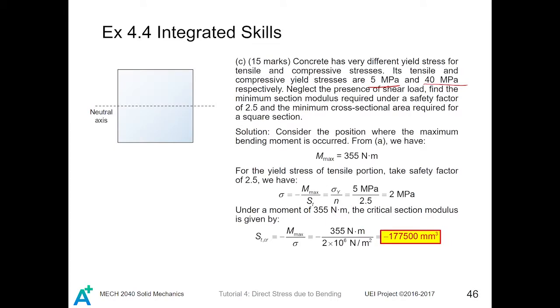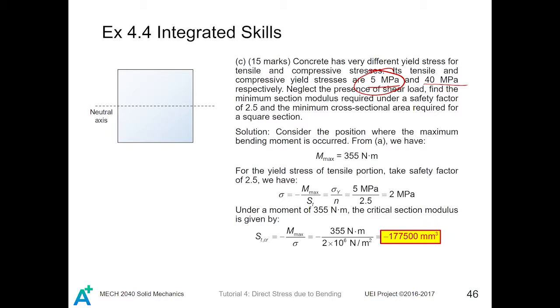Next, let's talk about the design consideration of the material, concrete. The yield stress for tensile and compressive are very different. Therefore, we need to take the section modulus for tensile and compressive sides into consideration. From part A, we know that the maximum moment is 355 Nm, and if we are taking the safety factor of 2.5, then consider the tensile region. The allowable stress is given by the yield stress divided by the safety factor, which is 5 MPa divided by 2.5 equals 2 MPa.